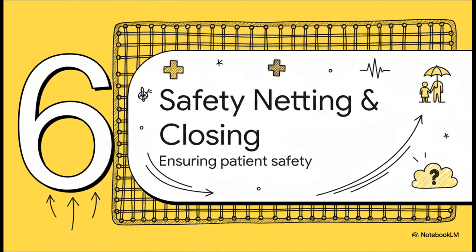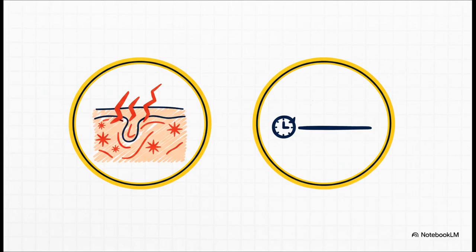Finally, let's talk about safety netting. This is an absolutely critical step to make sure that the patient knows exactly when and why to seek help if things don't go as planned. You have to be specific with your safety netting advice. Tell the patient exactly what to look for. If the itch and soreness become severe, or if the rash doesn't start to improve with treatment, they need to come back for a review.